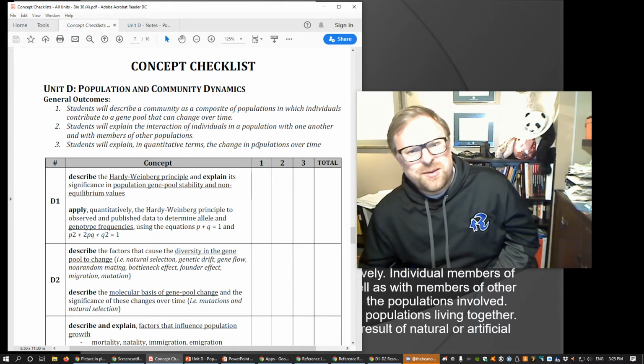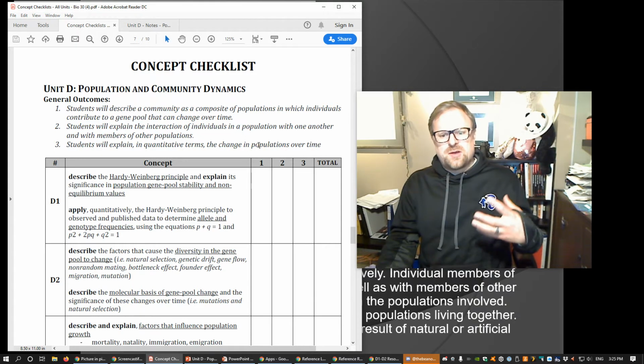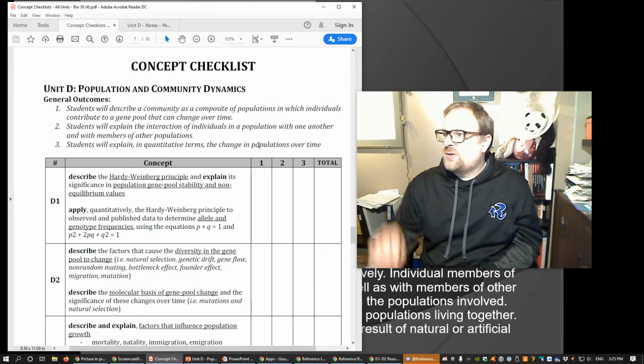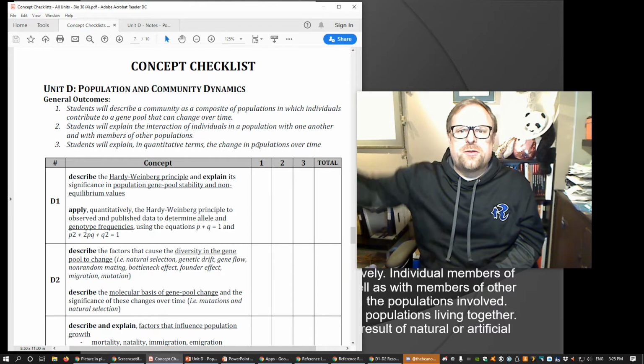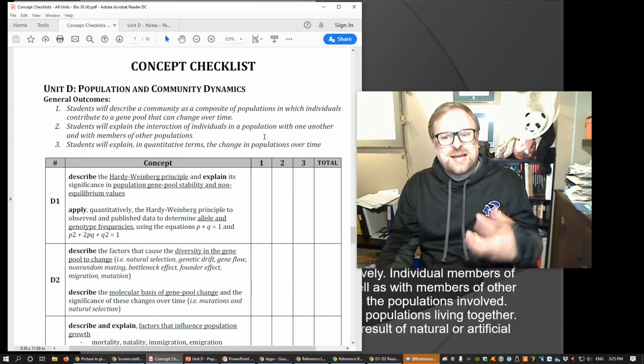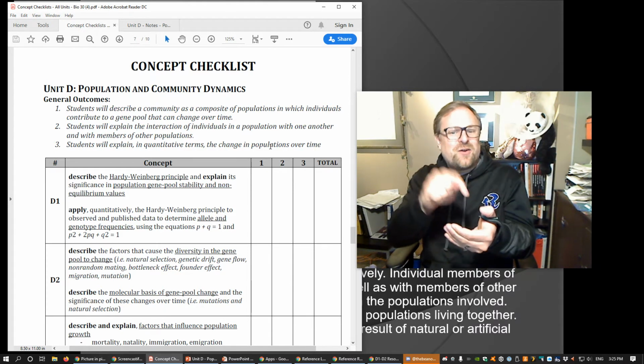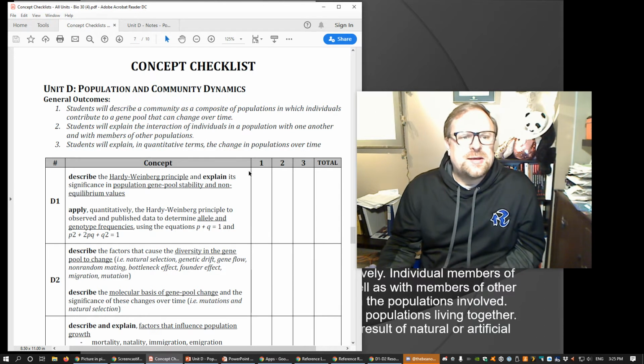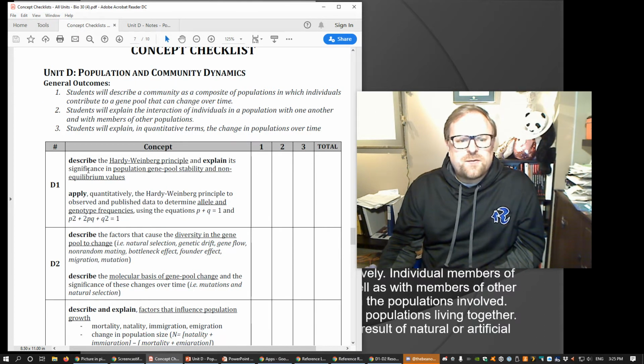So what's going to happen during the course of this concept is you guys are actually going to be working your way through some things quantitatively as well, which means you're going to need a calculator. So make sure you've got one handy as you move through this. Today we're covering D1 and D2.